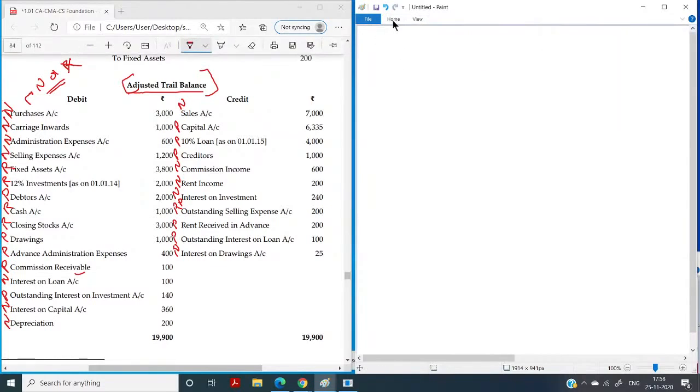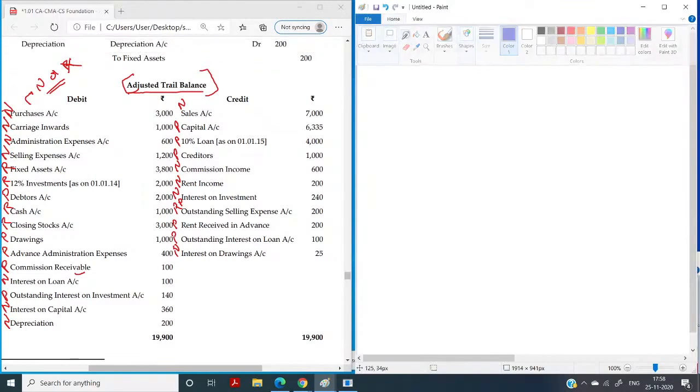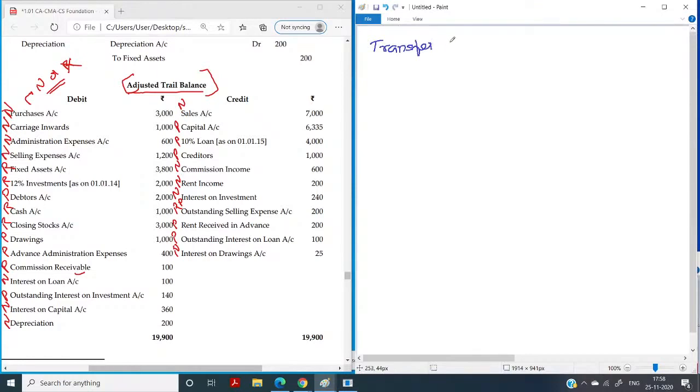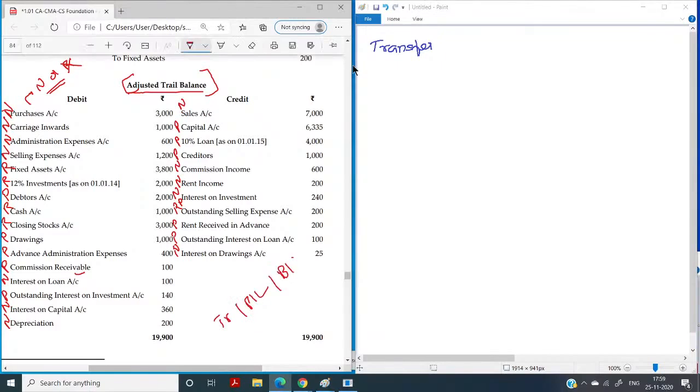Now, I'm going to pass a transfer entry. Transfer entry is nothing but the balances of one account being transferred to another account. While preparing the final accounts, we have the trading and P&L account and the balance sheet. Among the three, which are accounts? Trading is an account, profit and loss is an account, and balance sheet is not an account.